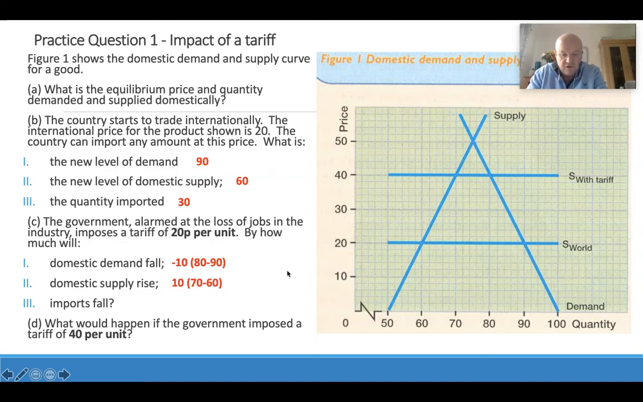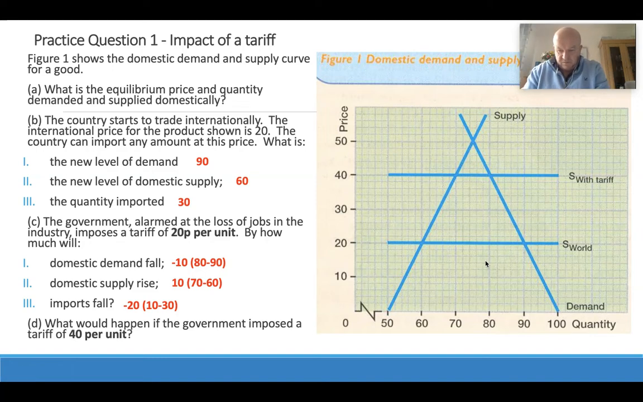But domestic supply would rise by 10 effectively. So you can see originally domestic supply was at 60, it's now gone up to 70. And so as a result of that, we have got an increase in domestic supply. So to some degree, we are protecting domestic jobs, I suppose. Now, imports in this case would fall by 20.